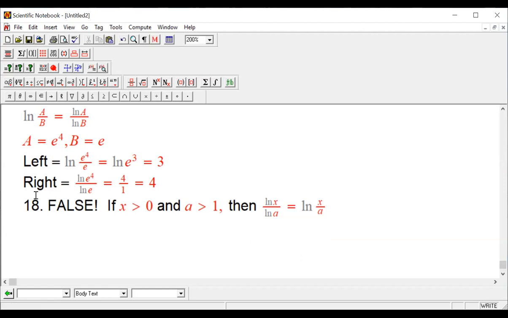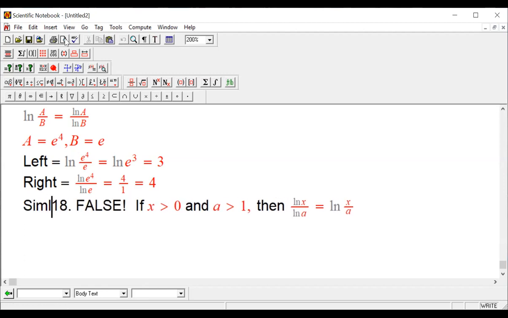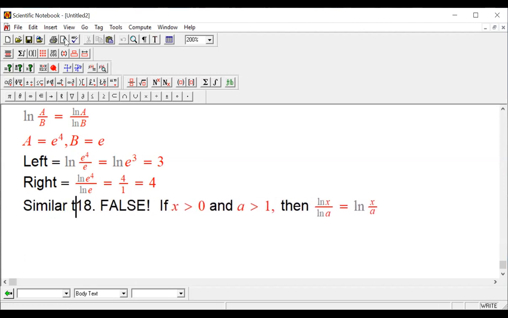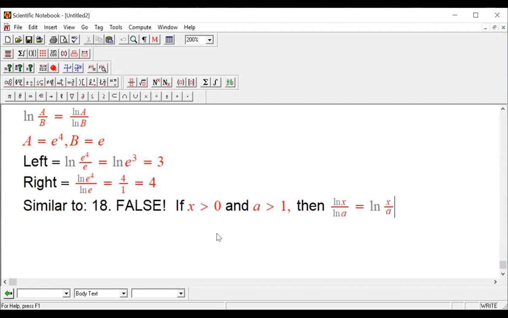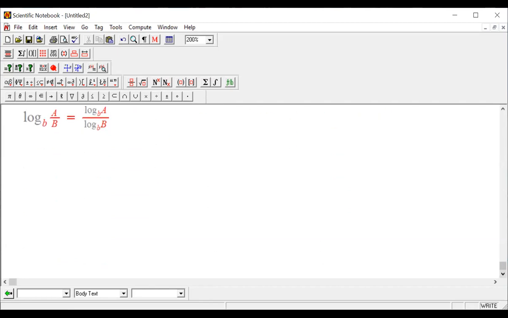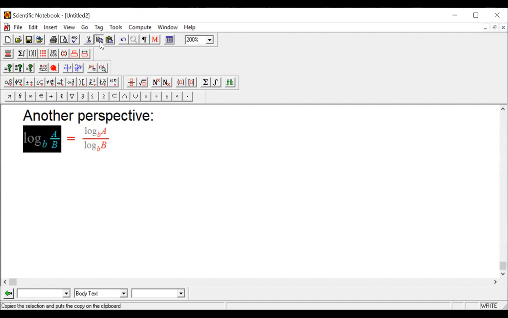Similar to this, I'm going to give you another perspective. Hopefully you will never ever make this mistake. I'm going to give you a perspective from the order of operation. So the left-hand side, this mistake.